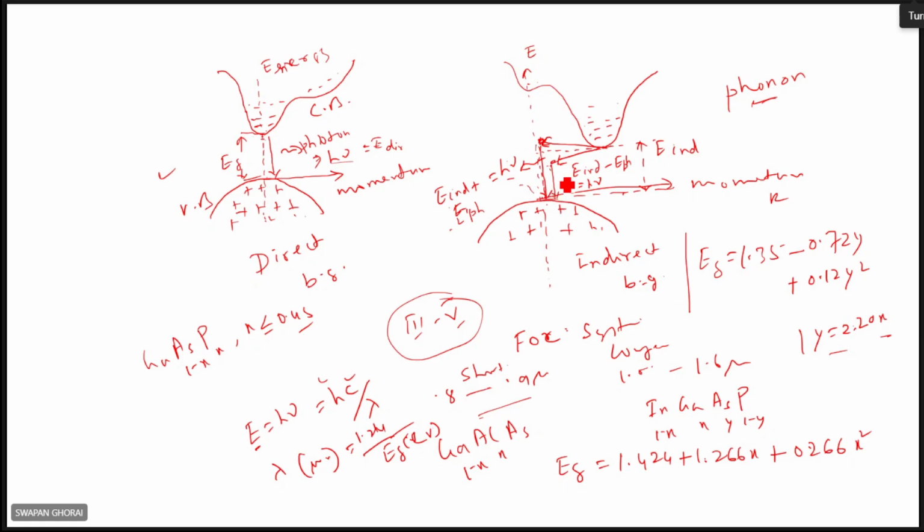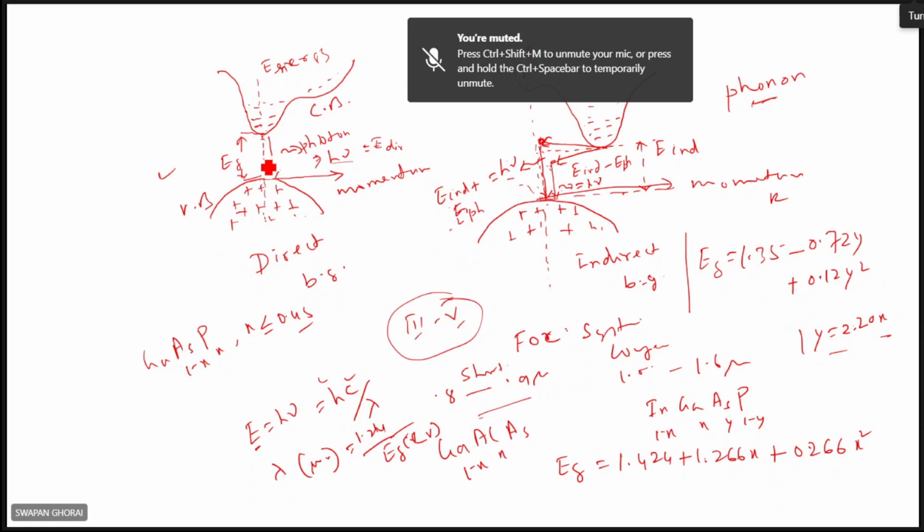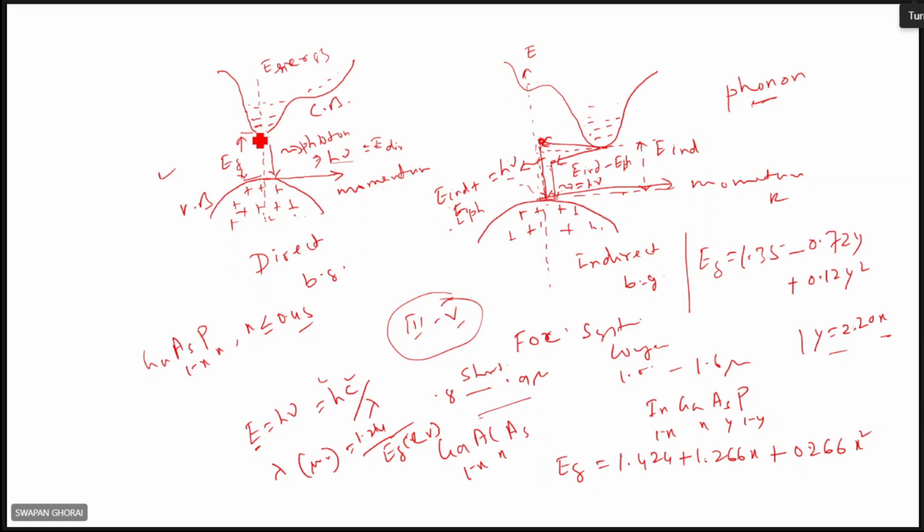That's why here band-to-band transition is not the most probable case, whereas in the case of direct bandgap type materials, band-to-band transitions are the most probable cases. So that's why your aim will be to consider the materials that will have direct bandgap type configurations.